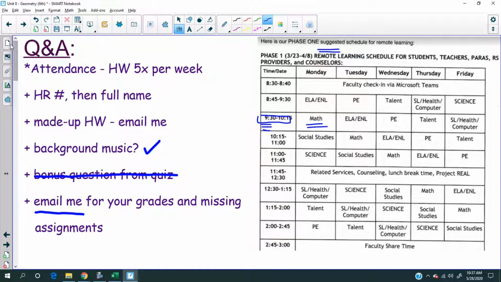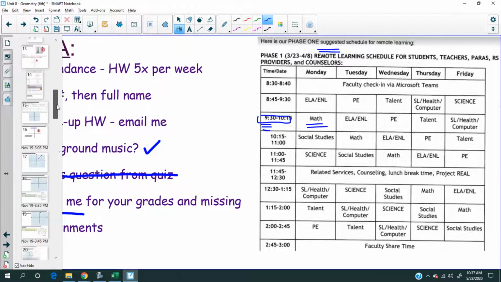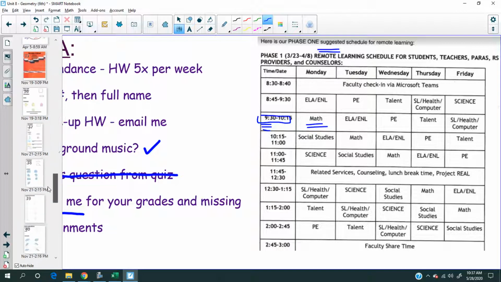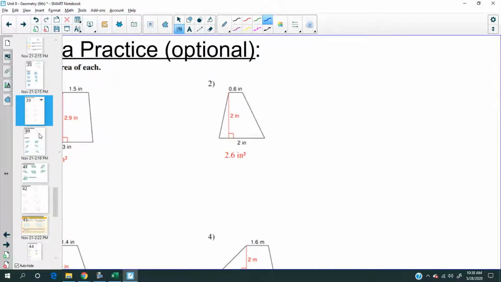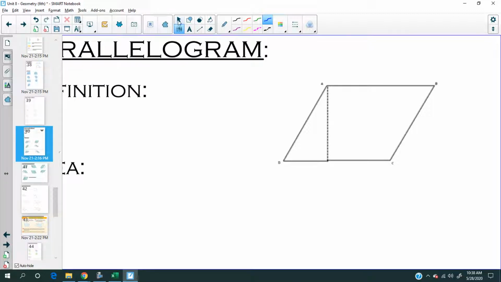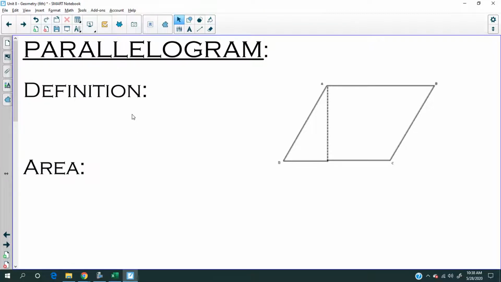Okay. Let's get on to today's lesson now. Last lesson of this particular topic are trapezoids. Oops, no, that's yesterday. Today we're gonna talk about the last of the quadrilaterals, the parallelogram. Now let's take a look at this. What's a parallelogram?